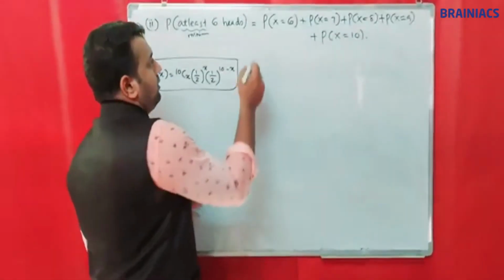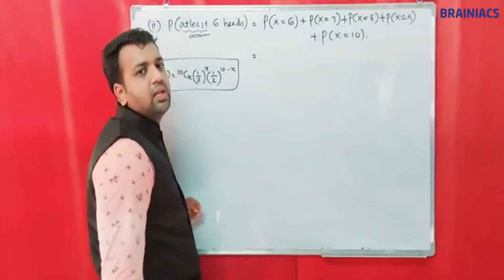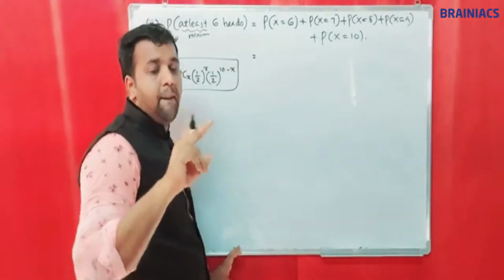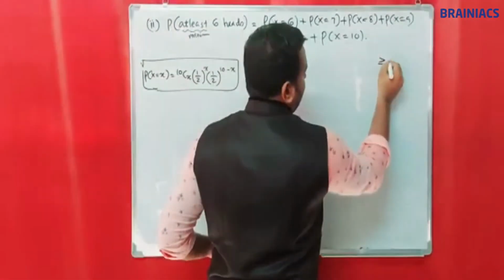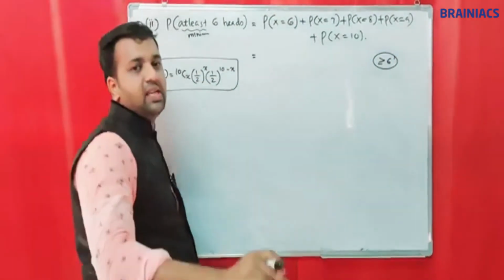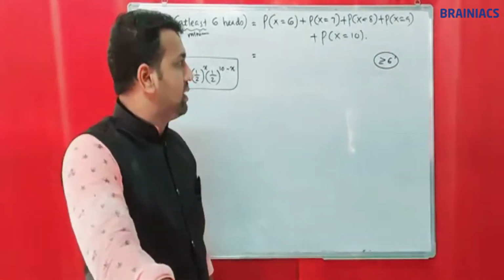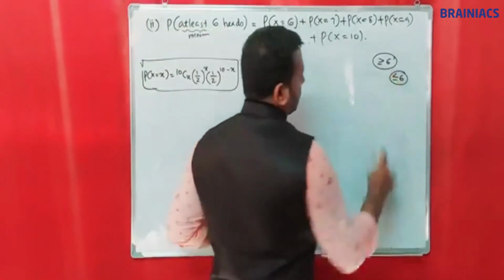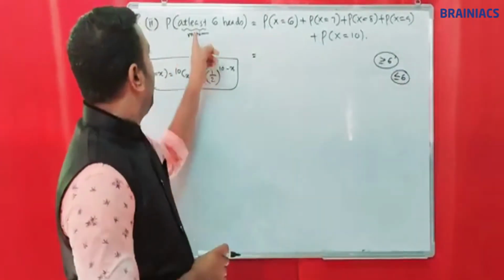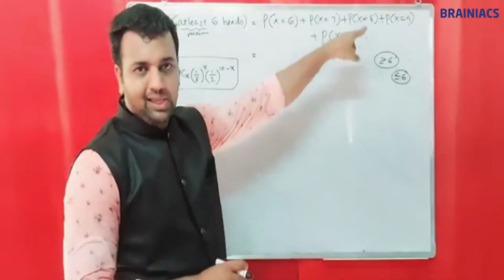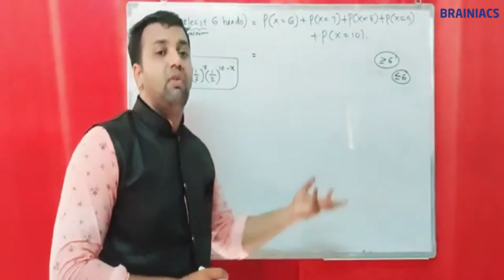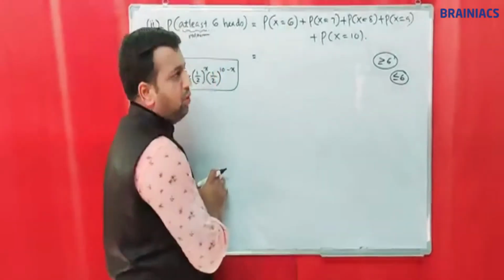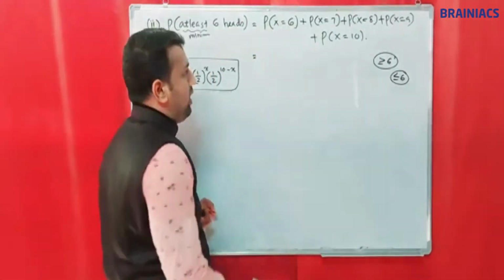At least 6 means greater than or equal to 6. That's another fact. And at most 6 means less than or equal to 6. When at least comes, the value will increase. When at most comes, the value will decrease. So for P of x is equal to 6, we put the value in this equation.